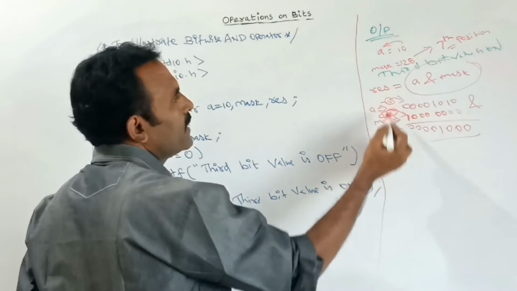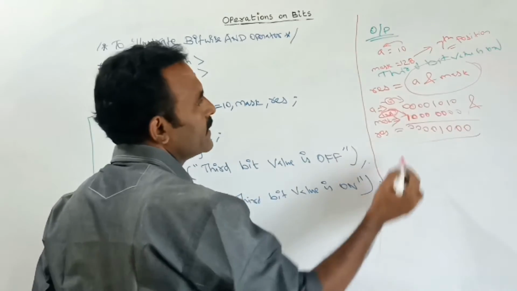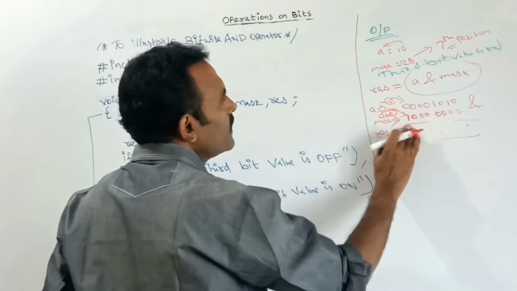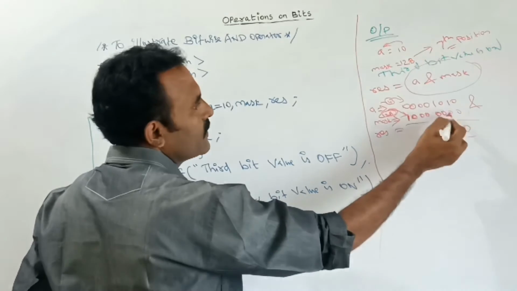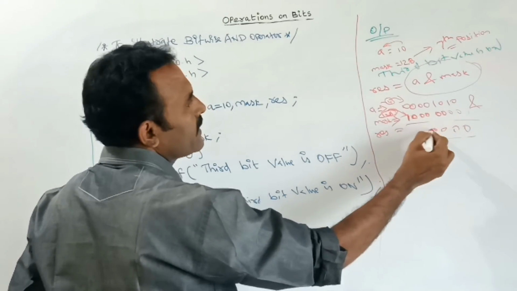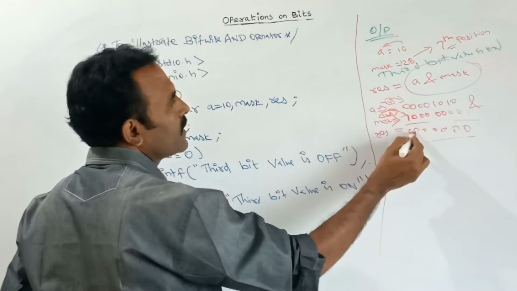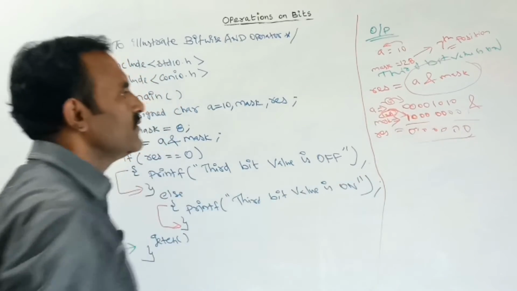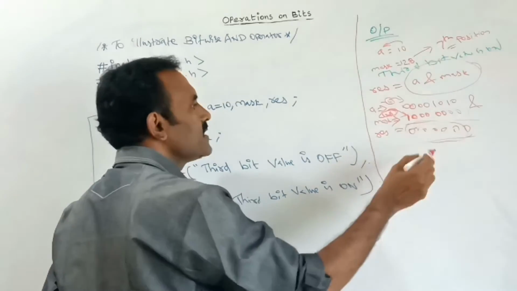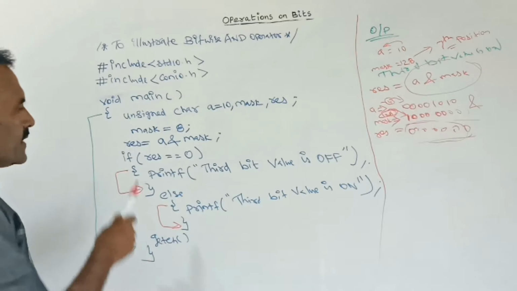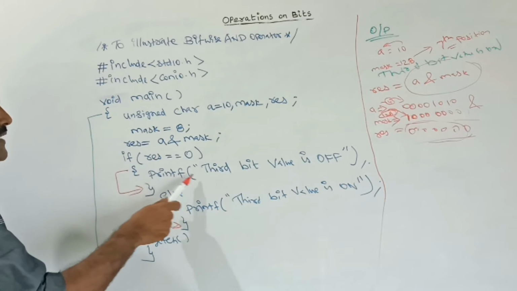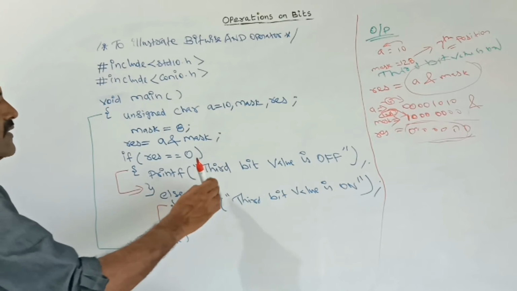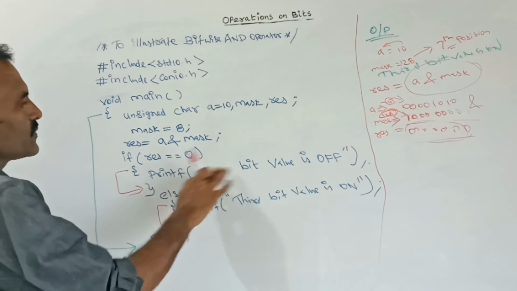Now here I am ANDing this 10 with 128. So here 0 0 1 and 0 0, everything is 0. Here 0 and 1 is also 0. So what is the result value? Everything is 0 means the result is 0. As per the condition, if result is equal to 0, here I am telling it to print which bit. Here you should be careful.